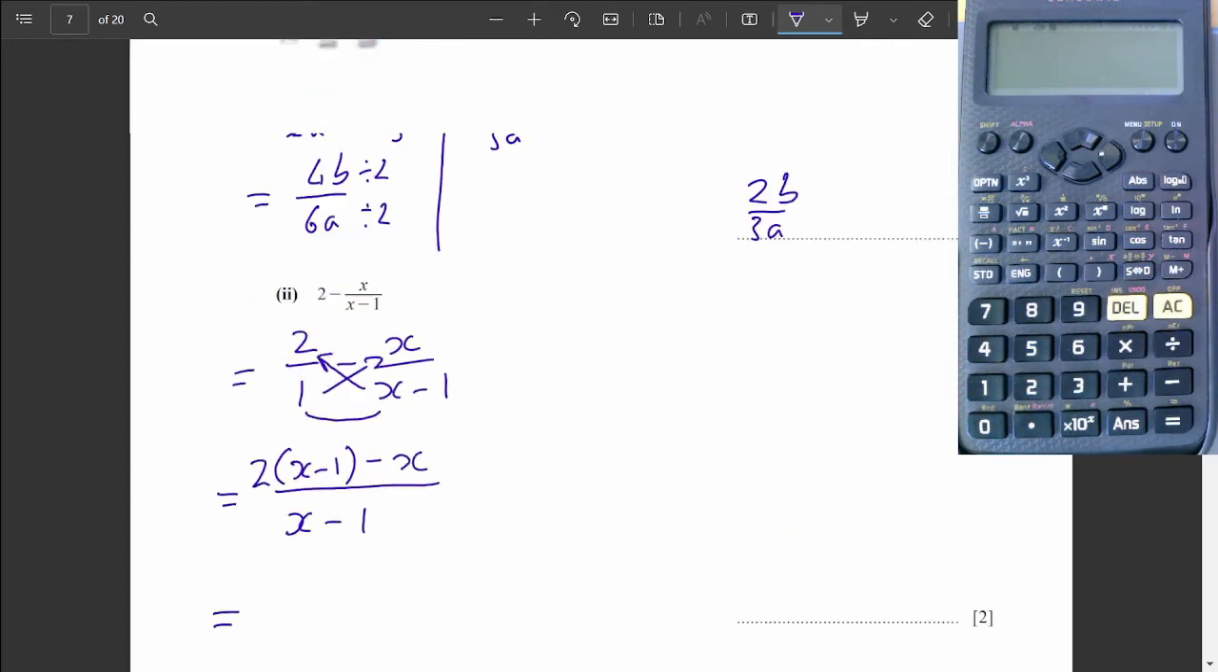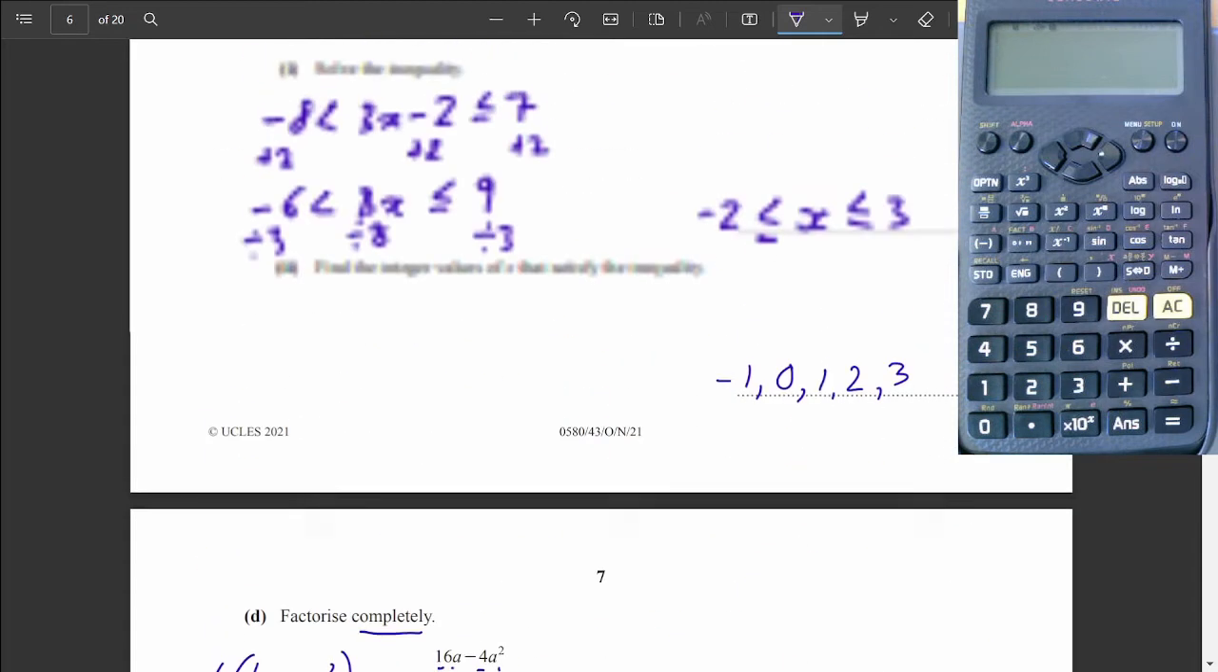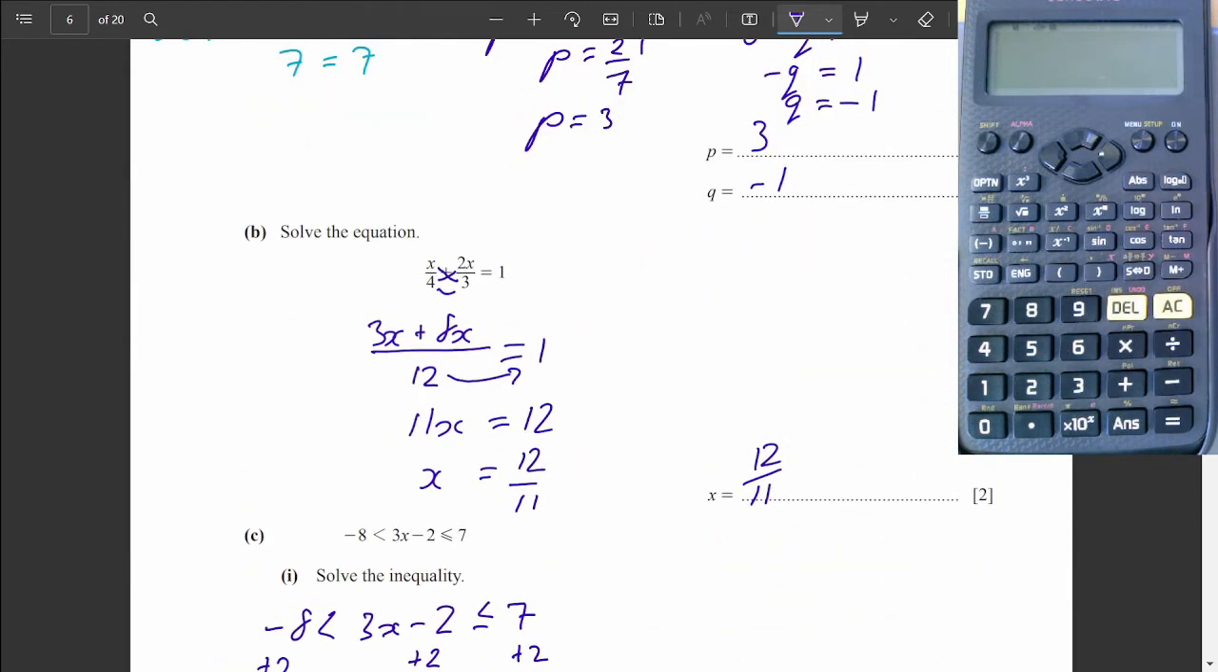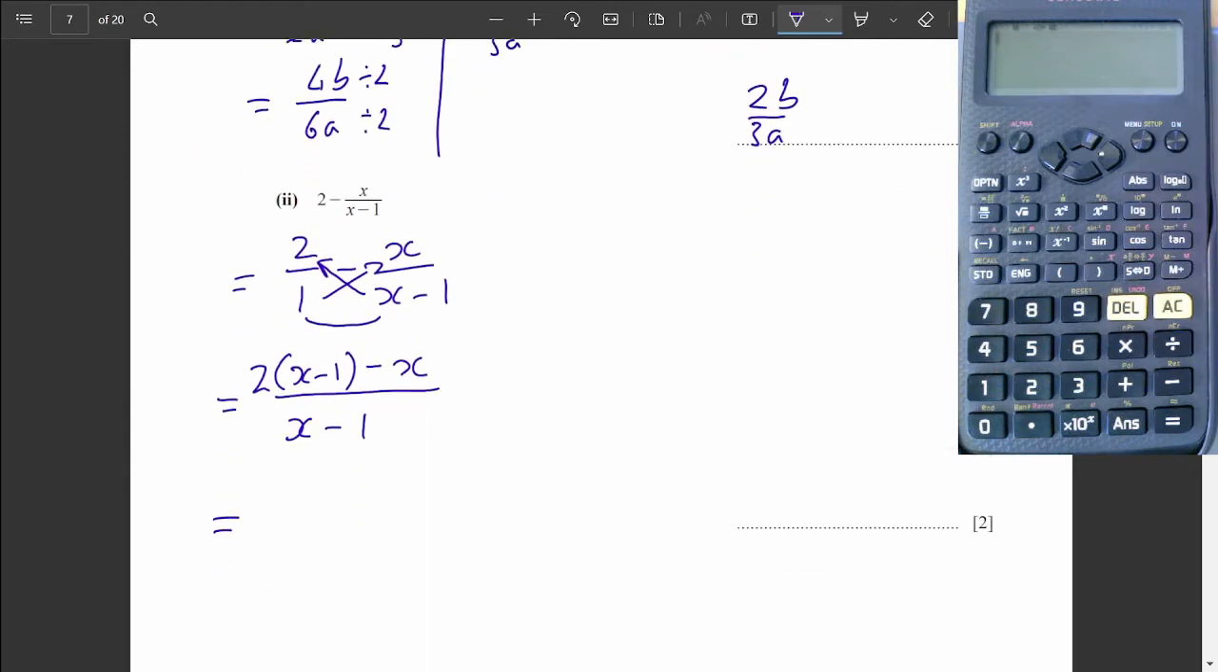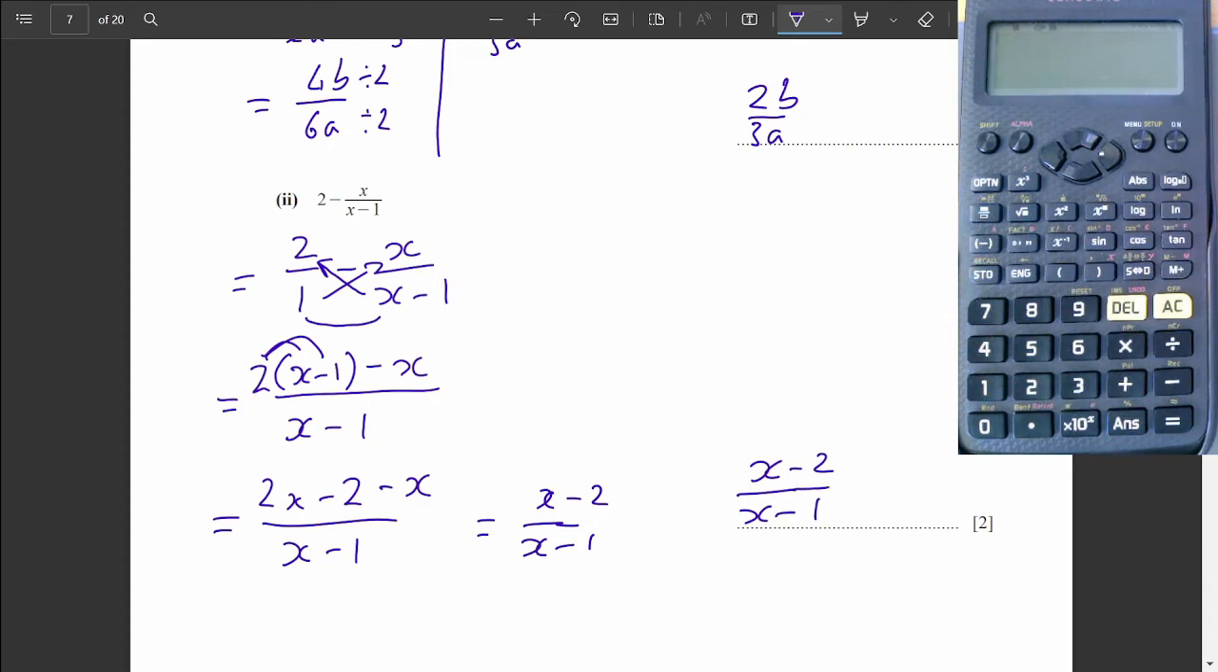Okay, this is exactly similar to question, what was it, 4b. So if you get confused, look at what we did at 4b. Same technique. Now we can expand the bracket. 2 times x is 2x. 2 times minus 1 is minus 2, minus x over x minus 1. We can subtract that x from the 2x, which will give us x minus 2 over x minus 1, which is our final answer. Write it on the line, and you've got it.